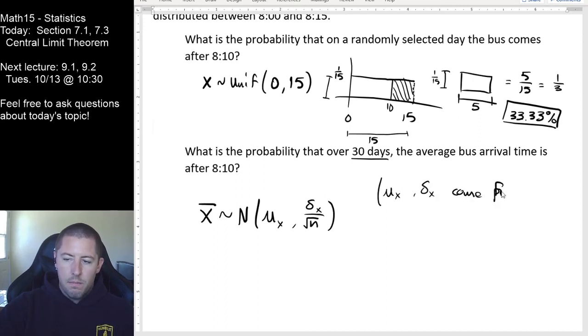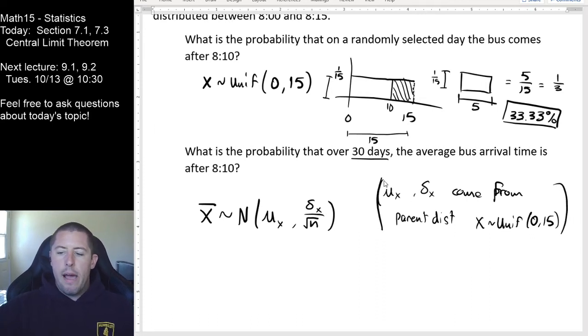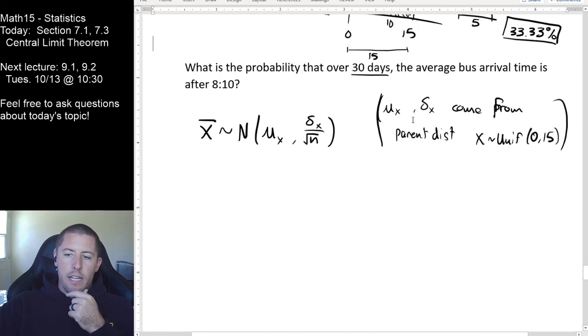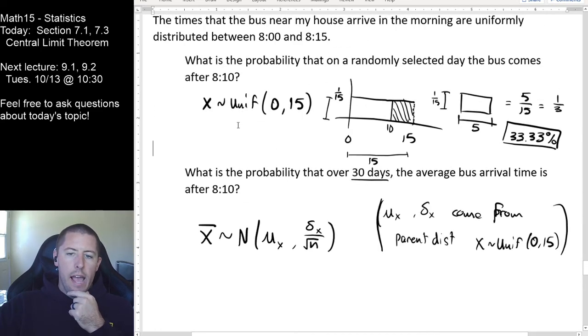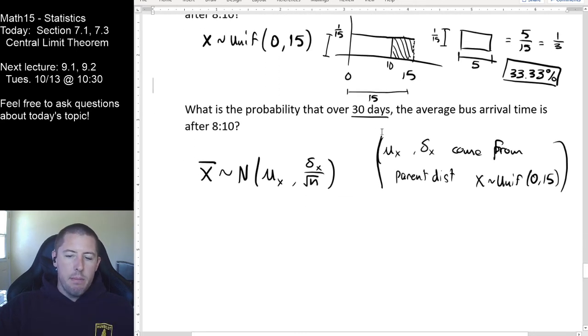come from the parent distribution, X uniform 0, 15. So I'm going to have to do some scrolling back up here to see where our values come from. We need to compute mu of x and sigma sub x for a continuous uniform distribution here. So I think the mu sub x is easy. For the sigma sub x, we're going to have to look back up at a formula.